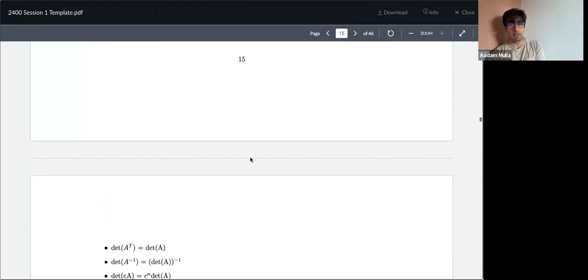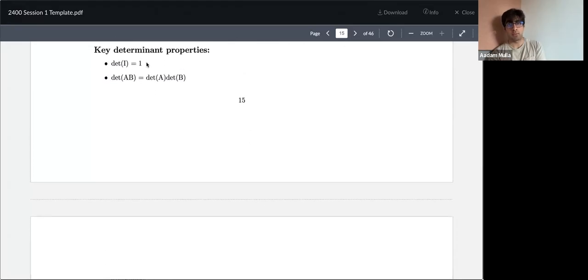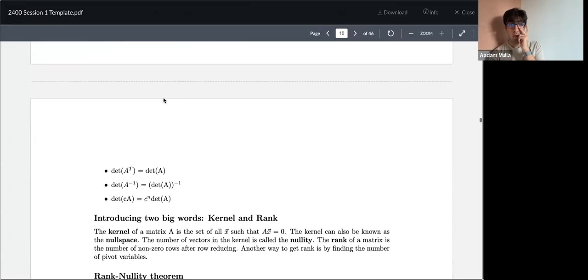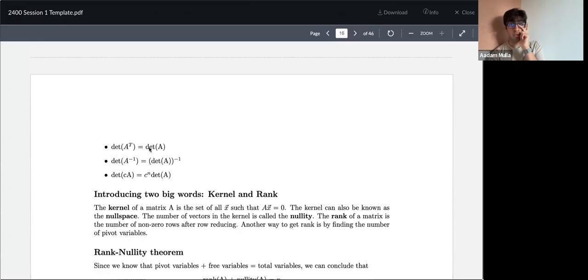Okay, here are some properties. The determinant of the identity is 1, obviously. Determinants multiply out. These properties are good to know. And you do get a cheat sheet, by the way, so it would not hurt to throw these on your cheat sheet for the placement exam. The determinant of A transpose equals the determinant of A.